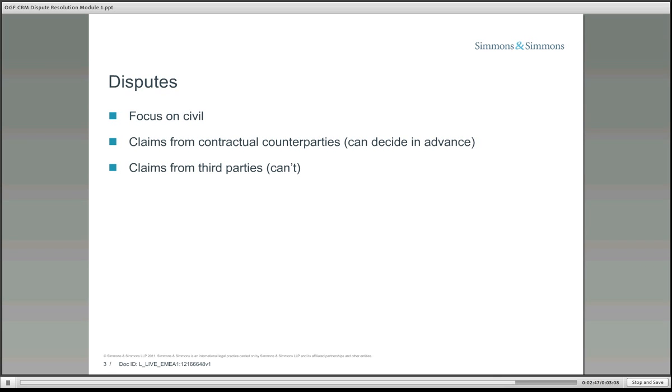There's nothing you can do about that in advance from a dispute resolution perspective of preparing which forum you want your claim to be heard in. That'll be up to the claimant because you don't have a contract with them. So today what I'm going to focus on is where you have the option with your contractual counterparty of deciding where you want your dispute to be heard.